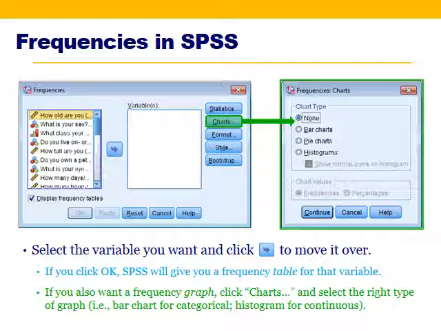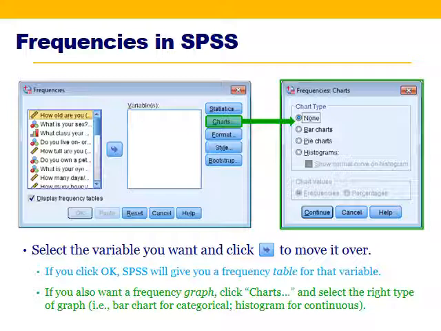In this case, we have a question that asks how many siblings a person has. So on the left-hand side, we're going to scroll down until we find that variable that tells us for each person how many siblings they have. We're going to highlight that variable from the list on the left, and click the arrow button in the middle to move it over to the right-hand side, that empty box that says Variables.